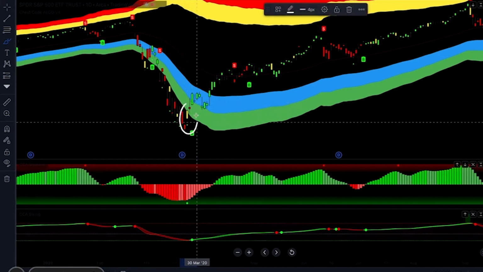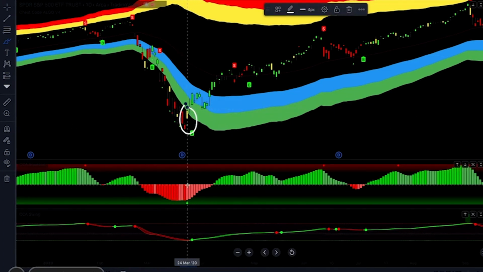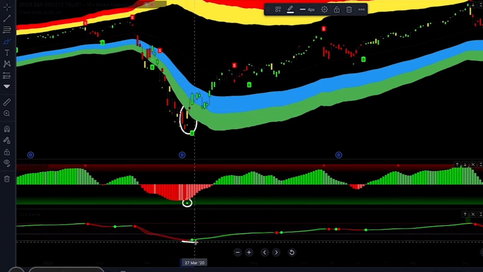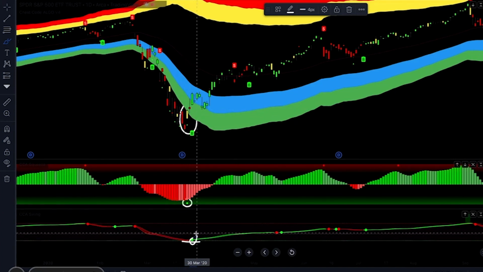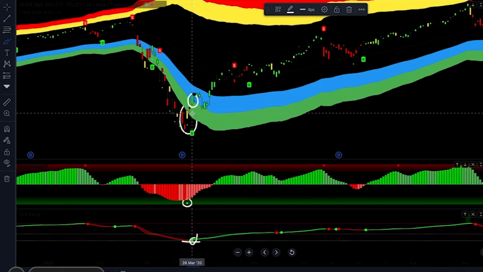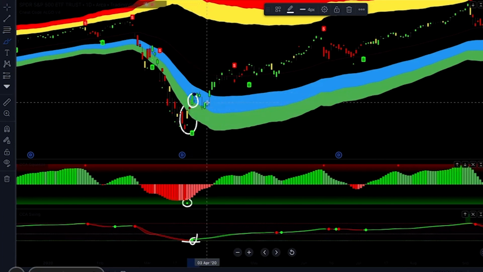Yellow caution candle, green indicator pops up. We then get an oversold buy signal, that little dot right there. We get a crossover in our oversold territory here. And then we get the buy signal here. And that gives us a good indication that this is a potential bottom.